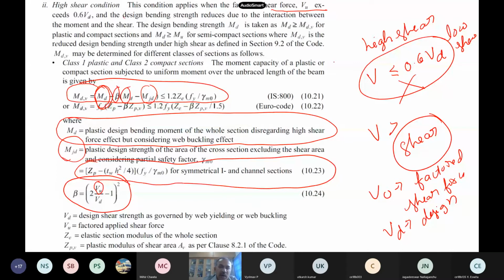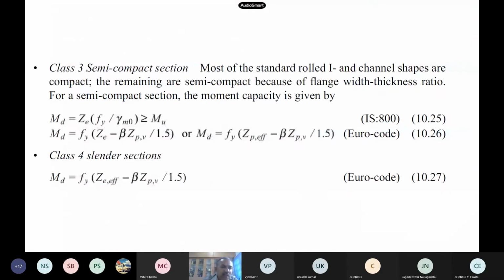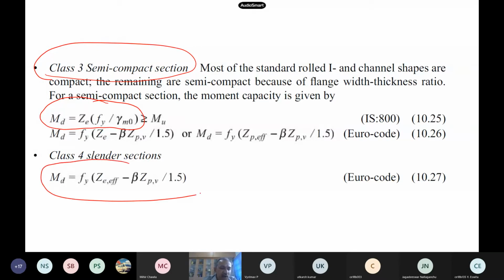So this expression you can use for plastic and compact sections. If it is a semi-compact section, the code specifies you can just use Ze into Fy by gamma m0. Under slender sections, you still have to reduce it. So beta times Zp by 1.5 itself also comes into picture. So these are the expressions.